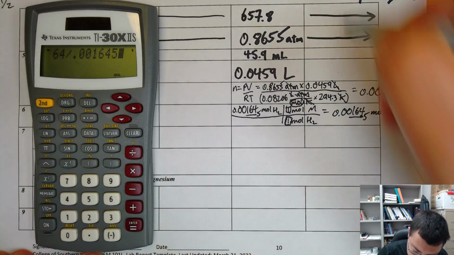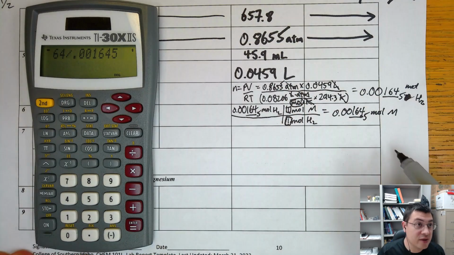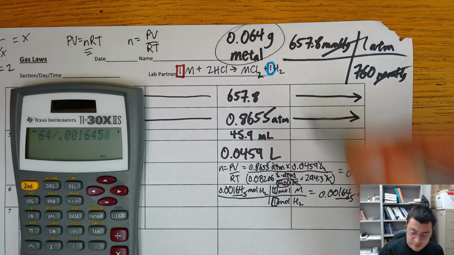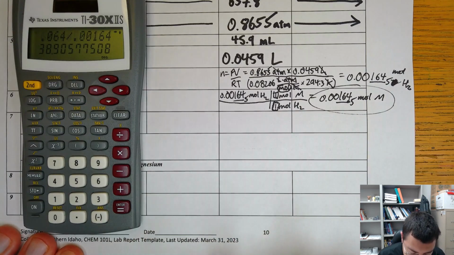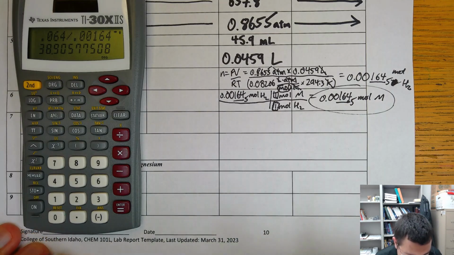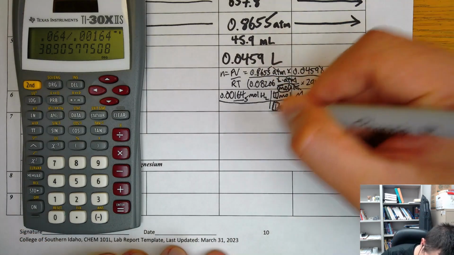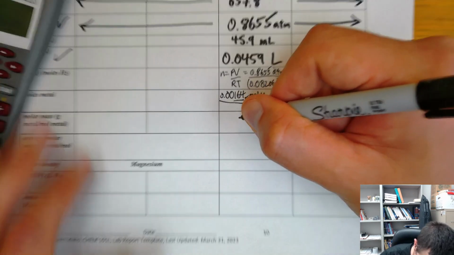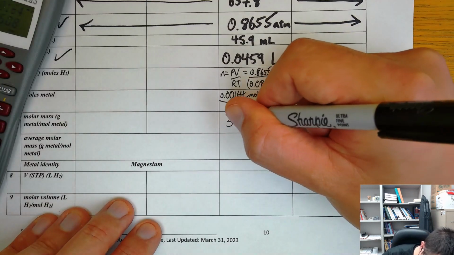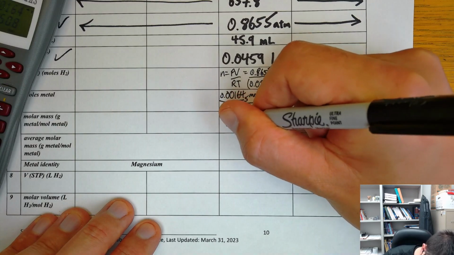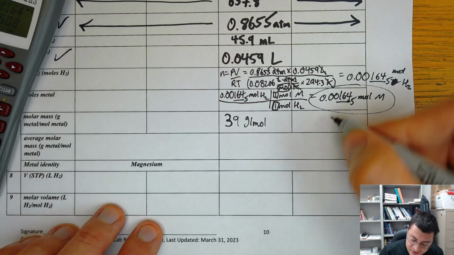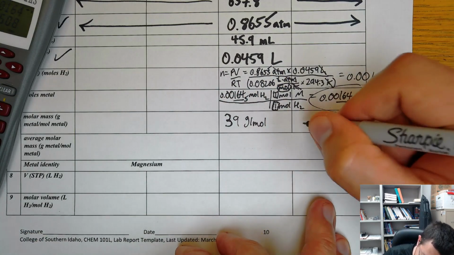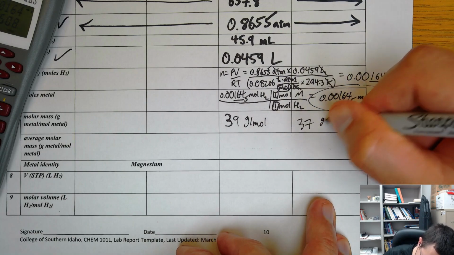0.001645. So I'm taking my mass of metal, and then dividing it by my moles of metal. All right, moment of truth. What do I have? I have 38.9, so that's going to round up to 39 grams per mole. Now, if I had another trial, let's say my second trial, I got 37 grams per mole.